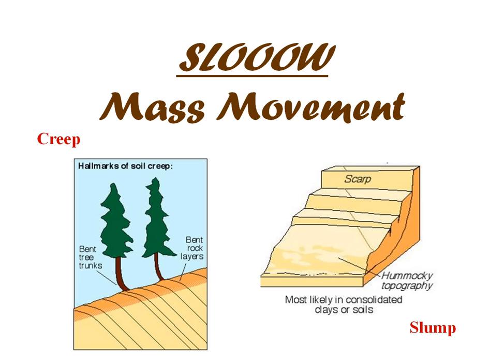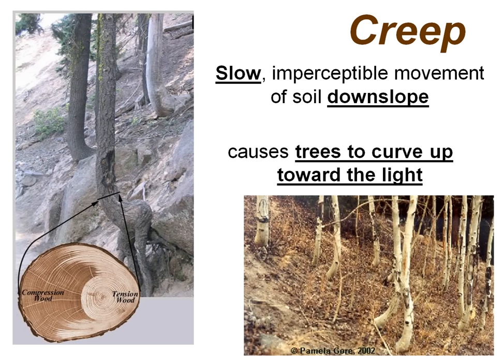Slow movement can be creep or slump. Creep, like the name implies, somebody creeping up on you, really slow. Extremely slow, imperceptible, meaning you can't see it, movement of the soil down the slope. You don't see any motion in this picture, but these trees should be straight up. They don't naturally grow this way. They're growing curved because the soil is sliding down and that carries the tree with it, thus causing it to curve towards the light.